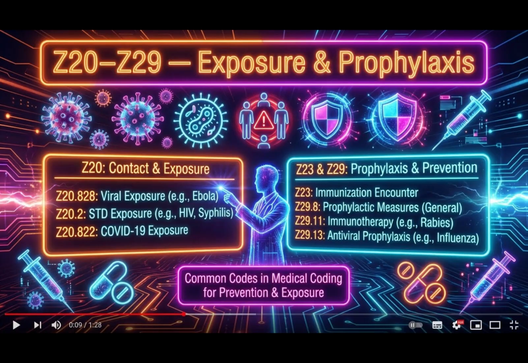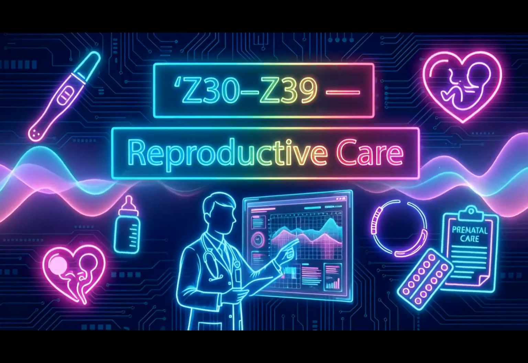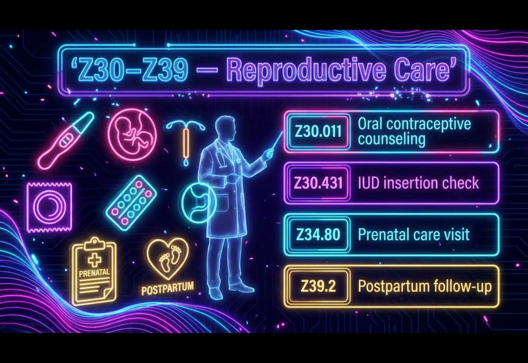Moving on. Z30 to Z39 is all about pregnancy prevention, family planning, and postpartum care. You'll use these for contraceptive counseling, IUD insertion follow-up, routine obstetrics care, and postpartum visits. These are very high yield in OB/GYN and family medicine coding. Please have a look at commonly used codes of this category.